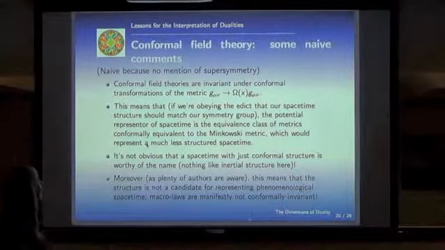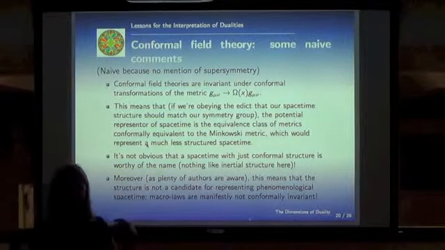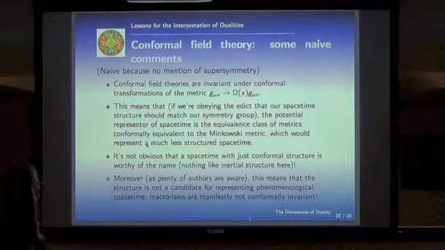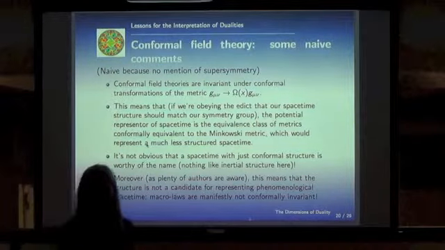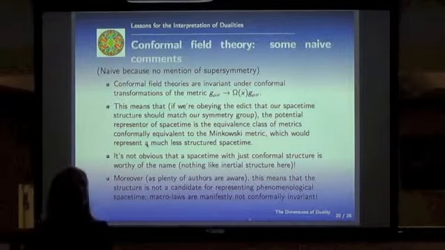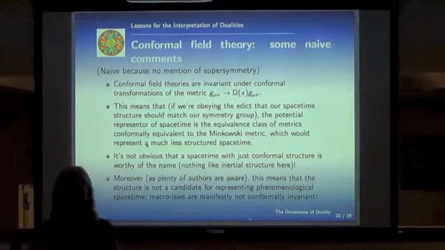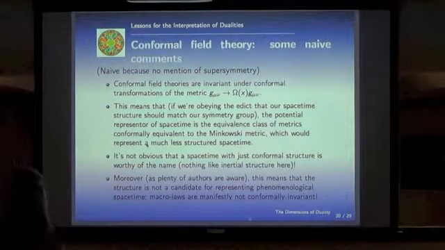Okay, so here are some naive comments. They're naive in lots of ways, but in part because I'm not even going to mention supersymmetry and I haven't worked out whether that affects any of these things. So conformal field theories are invariant under conformal transformations, so local rescalings of the metric. These are a really extreme set of transformations. We'll just talk about sort of variations in size. Obviously, it's a local rescaling.